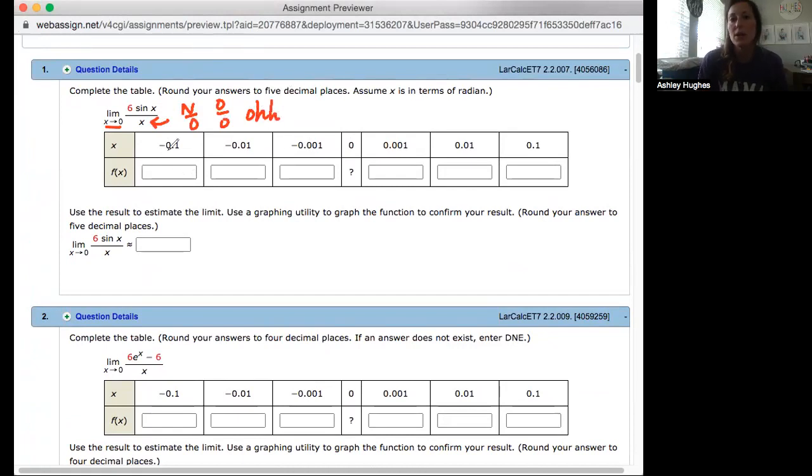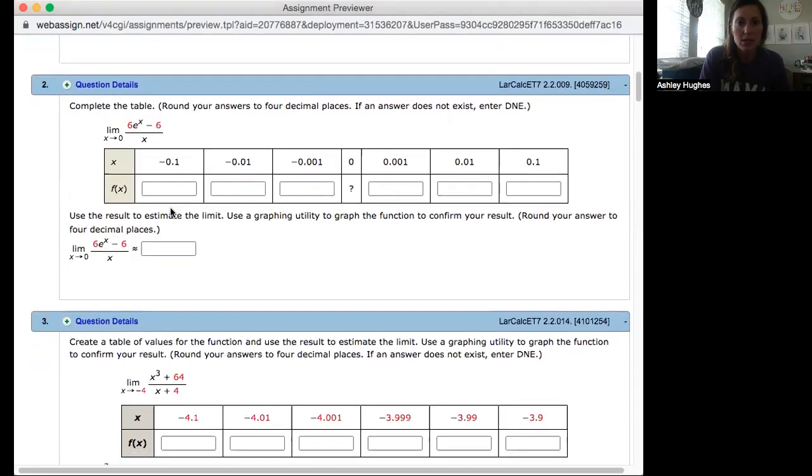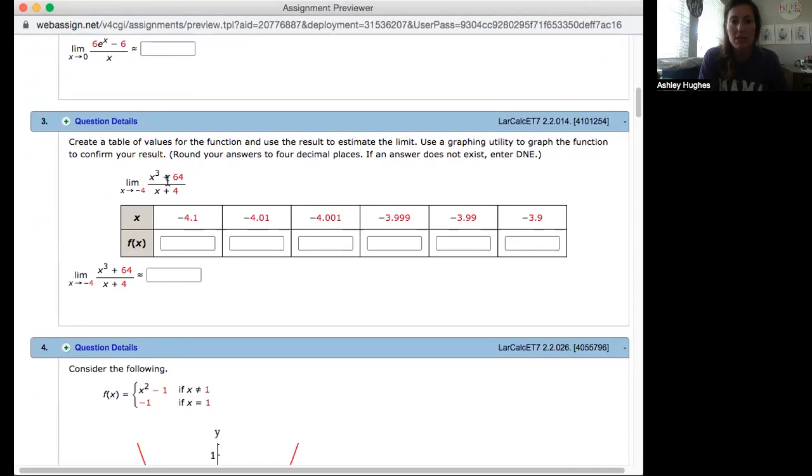Okay, so you're going to plug this into y1, and then you're going to plug these values into your chart and see what you get. I'm just going to demo one of these, the one down here, because whenever we type this into our calculator, you got to be really careful.